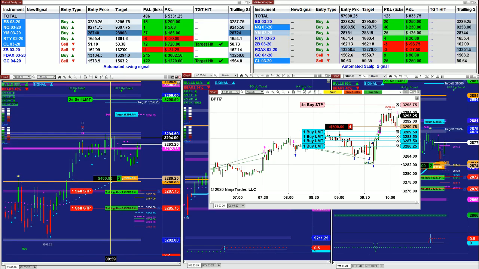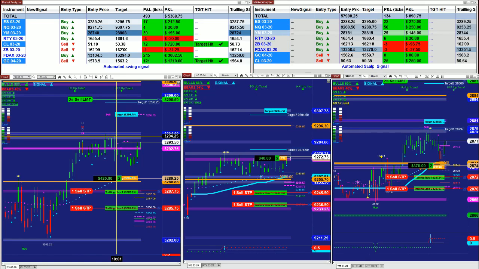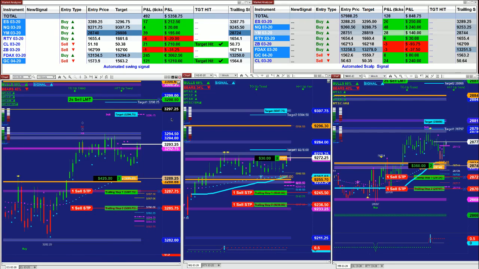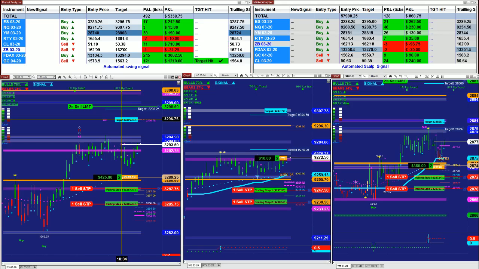As we see, there is a double resistance at 32.94 and 32.95, and this is where the problem is. It's going to be hard to break the 32.94. If we break the 32.94, that means we are climbing straight to the target at 32.96. So it all depends on what's going on.